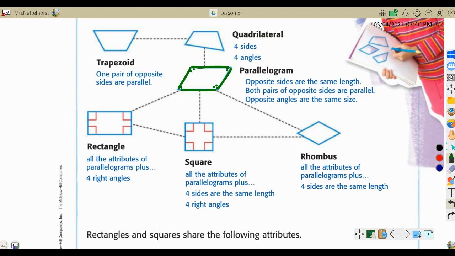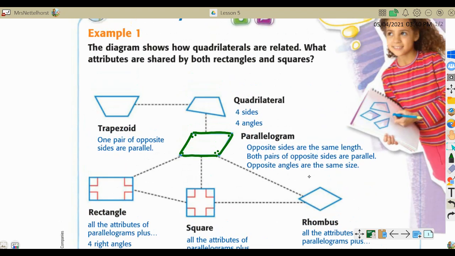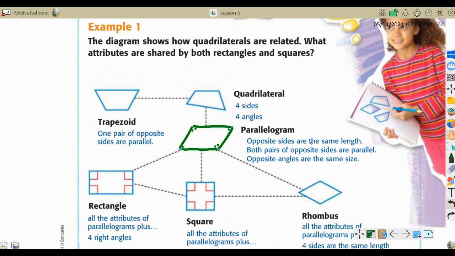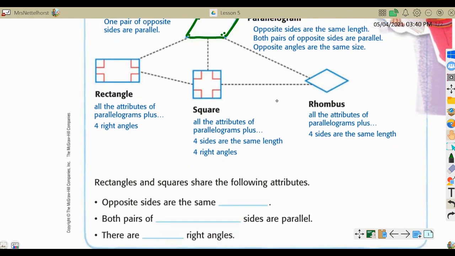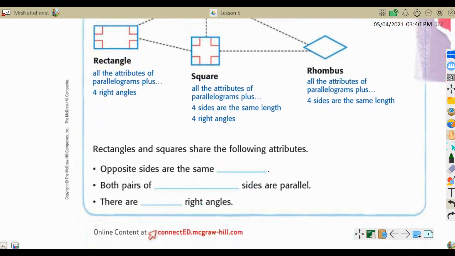So our question was, what attributes are shared by both rectangles and squares? Well, if you look, you can see what's the same. They have opposite sides that are equal, their opposite angles are equal, and they have 90-degree angles. That is what they have in common. So let's look down here. Rectangles and squares share the following attributes. Opposite sides are the same length. Both pairs of opposite sides are parallel. That's opposite sides.